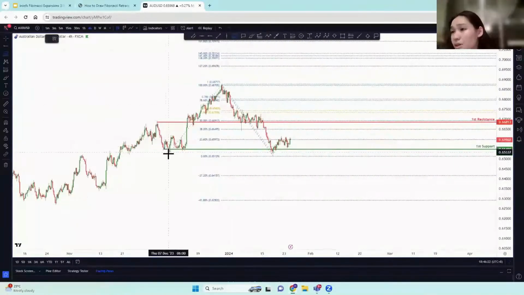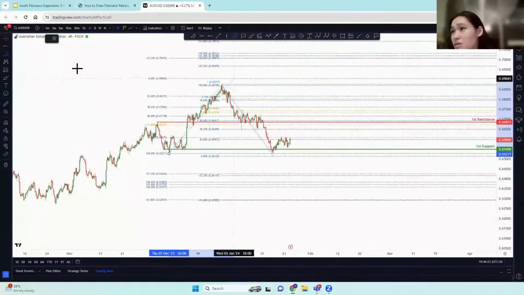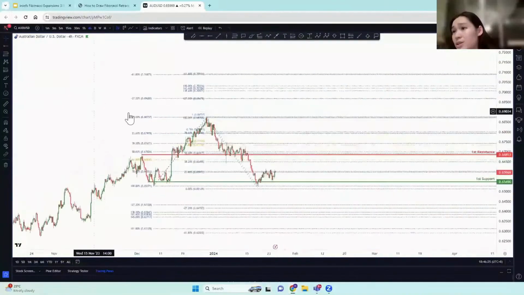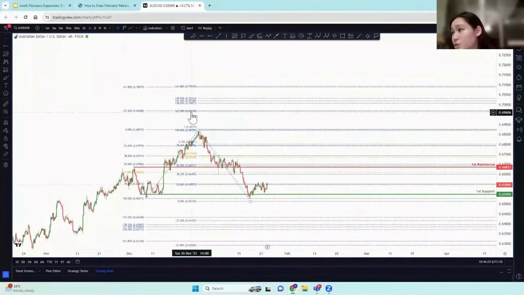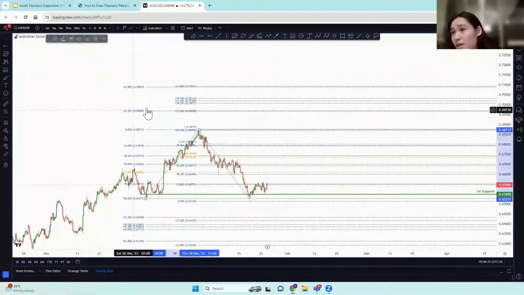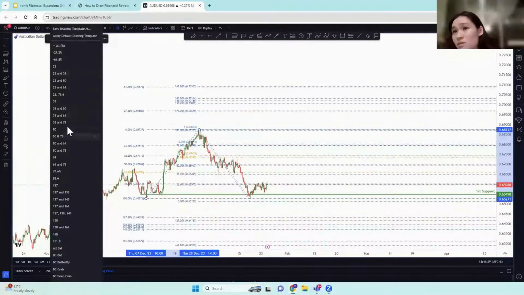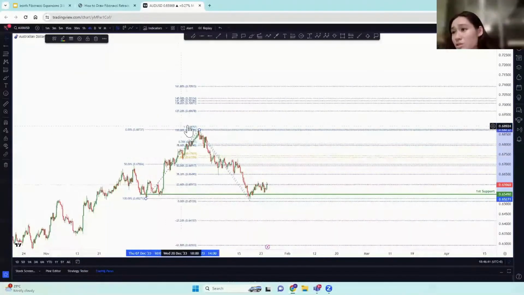Let's see if we have an extension here. We can see the minus 27.2 lines up with the 127.2, but that's a bit far from where our price is currently at. So I'll remove that, and I will also remove this, just so that it's not so messy.